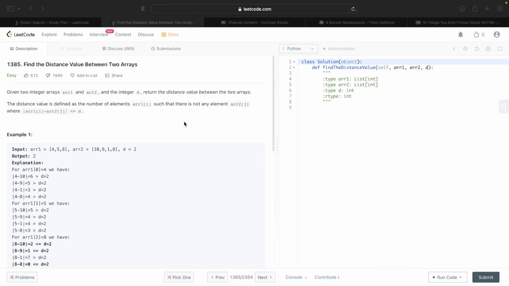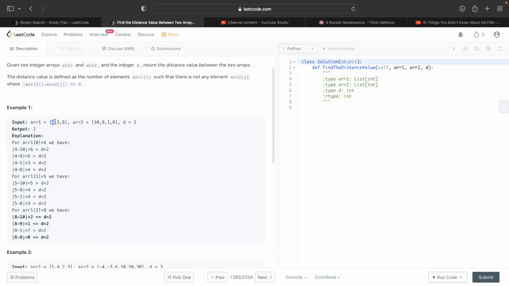Okay, we're going to be doing LeetCode 1385, Find the Distance Value Between Two Arrays. So you're given two integer arrays, arr1 and arr2, and the integer d. Return the distance value between the two arrays. The distance value is defined as the number of elements in arr1 such that there is not any element in arr2 where the absolute value of arr1 minus arr2 is less than or equal to d.